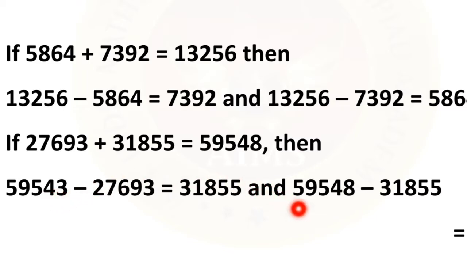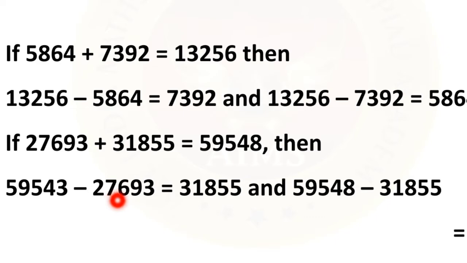59,543 minus, and again 59,548. This is not 3, 8. Yeah, 59,548 minus. Then write the first addend here and then the second addend here. Yes, write the first addend in the first fact after the subtraction sign and the second addend in the second fact after the subtraction sign.